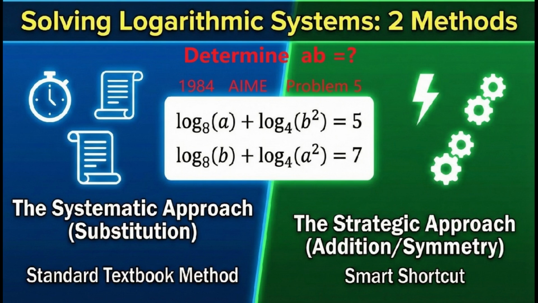Method 1, systematic substitution. A standard textbook approach. It's best when you want the individual values of A and B, using direct substitution and algebra. Method 2, strategic addition and symmetry. An Olympiad-style shortcut. It's ideal when you want the product AB without solving for A or B separately. This method exploits the symmetry of the equations and the fact that the product AB corresponds to the sum of logarithms. Let's walk through both methods step by step.